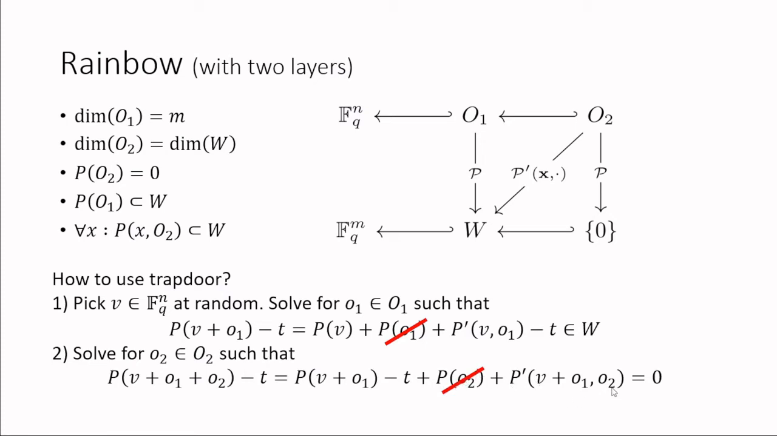And then we have this linear thing. So again, this is just a linear equation in W, and we have the dimension of W degrees of freedom, because the dimension of O2 is the same as the dimension of W. So with large probability, this will have a solution, and you can just find it with Gaussian elimination. All right, so this is Rainbow with two layers, and there's two steps. Of course, if you had a longer chain, then you need more steps to find a solution.